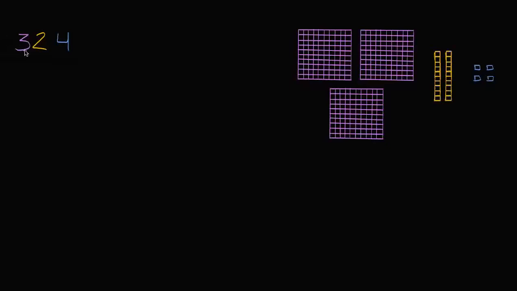I have here the number 324, which we can view as, since I have a 3 in the hundreds place, 3 hundreds. I have a 2 in the tens place, so we could say plus 2 tens. And then I have a 4 in the ones place, so I can say plus 4 ones.